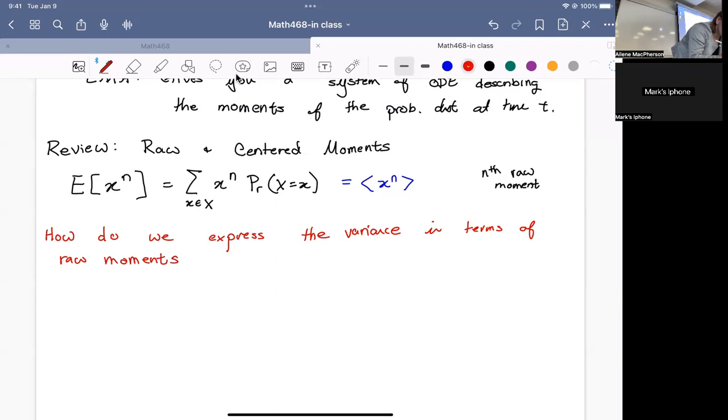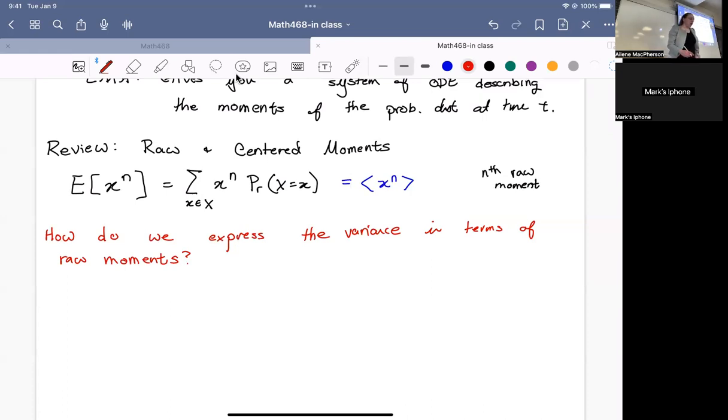How do we express the variance in terms of raw moments? So the variance is an example of a centered moment. It's the second centered moment. How do we express the second centered moment in terms of the raw moments?